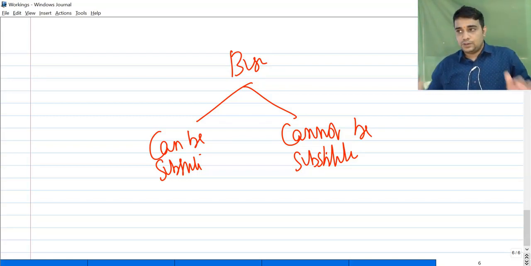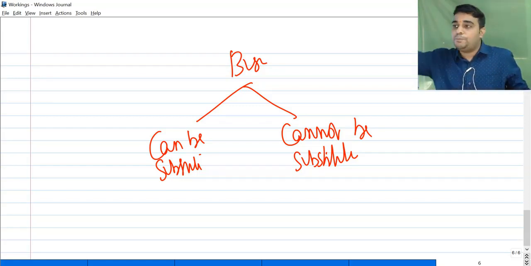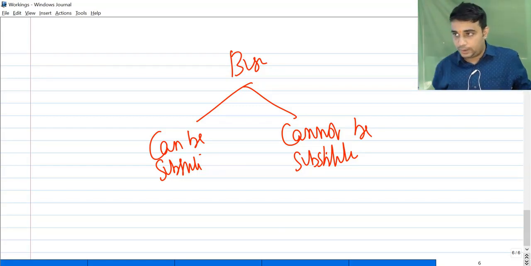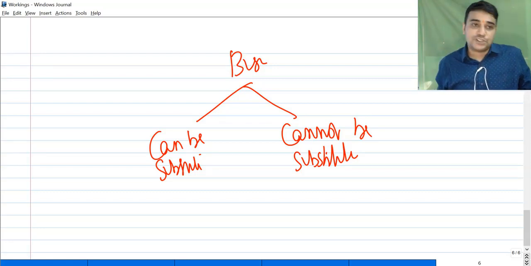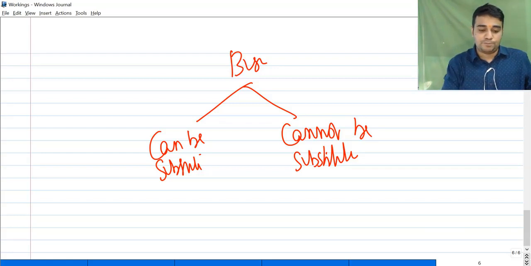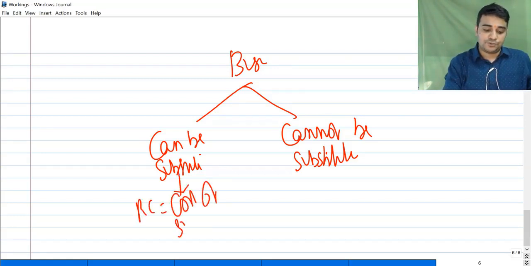Sometimes what can happen is you tell these guys to come to this audit, and there you recruit someone else and tell them to do the work. That is called can be substituted. You can recruit someone else and tell him to work there, or you can put somebody else from another project and tell him to work there. So if there is a substitute possibility, relevant cost is cost of substitute.